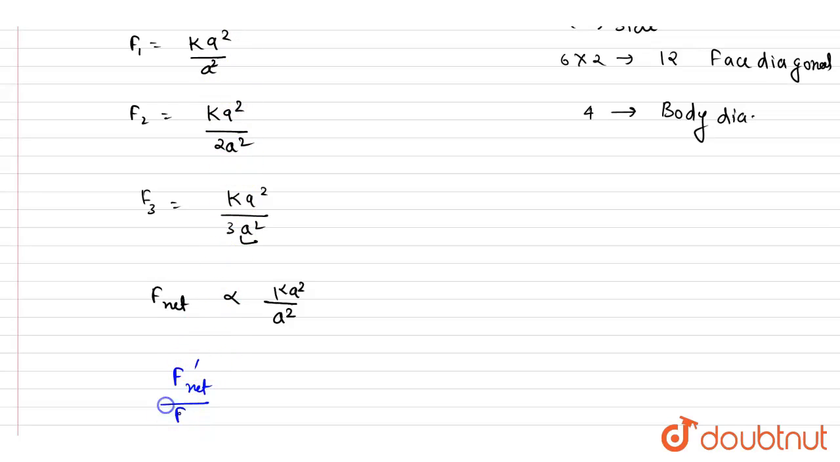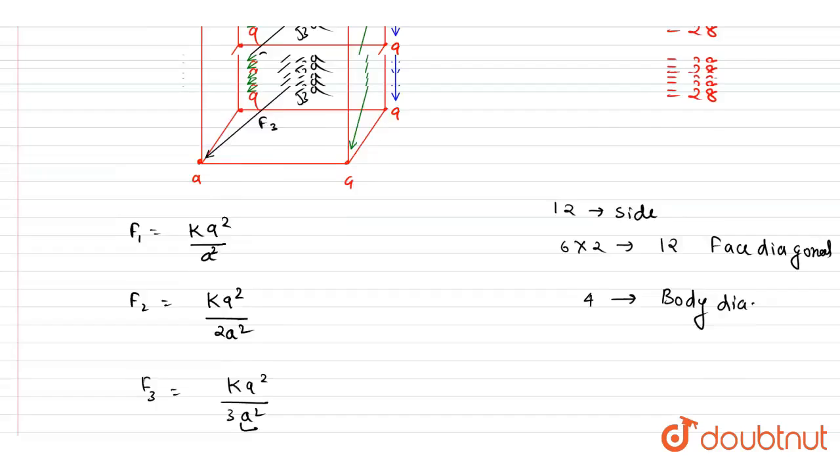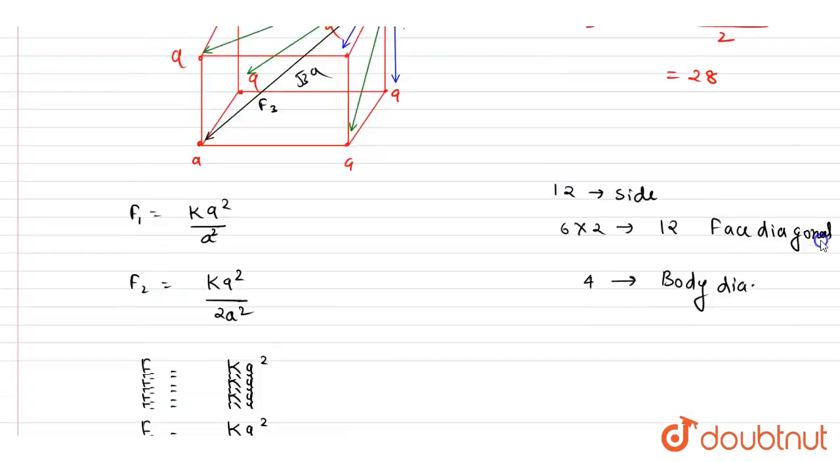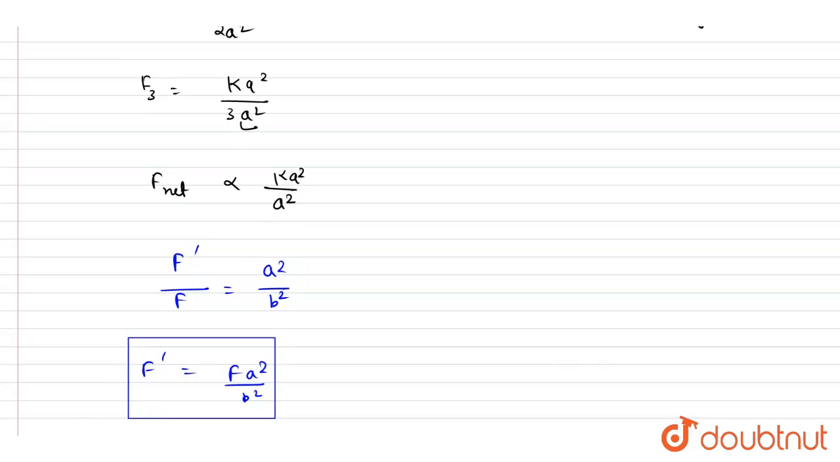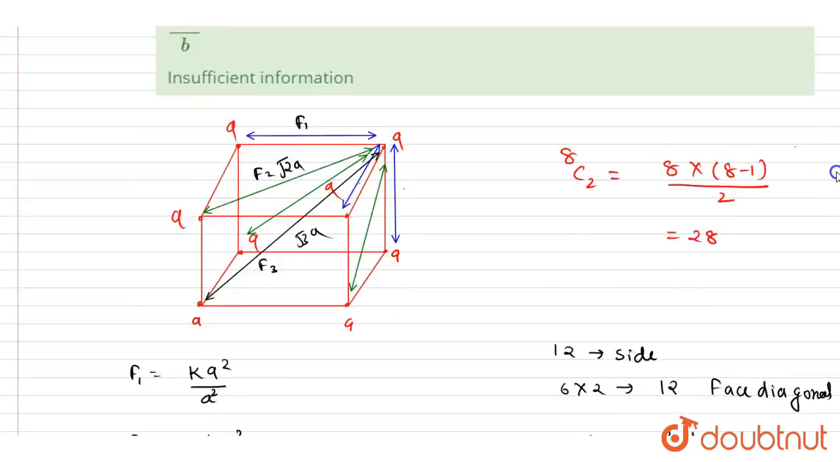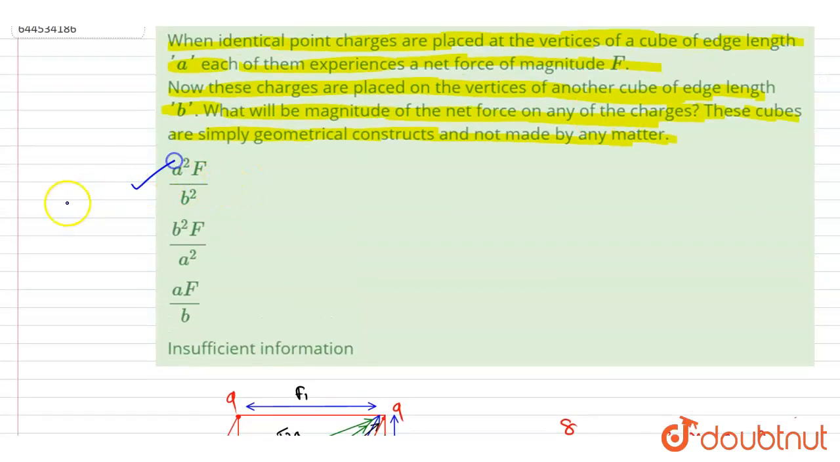Now if I write it down, it will be a square by b square. Earlier the force was F, now we want the new force, so I will write F dash, which is equal to F into a square by b square. Now you can check the options: F into a square by b square, so option A is the correct answer.